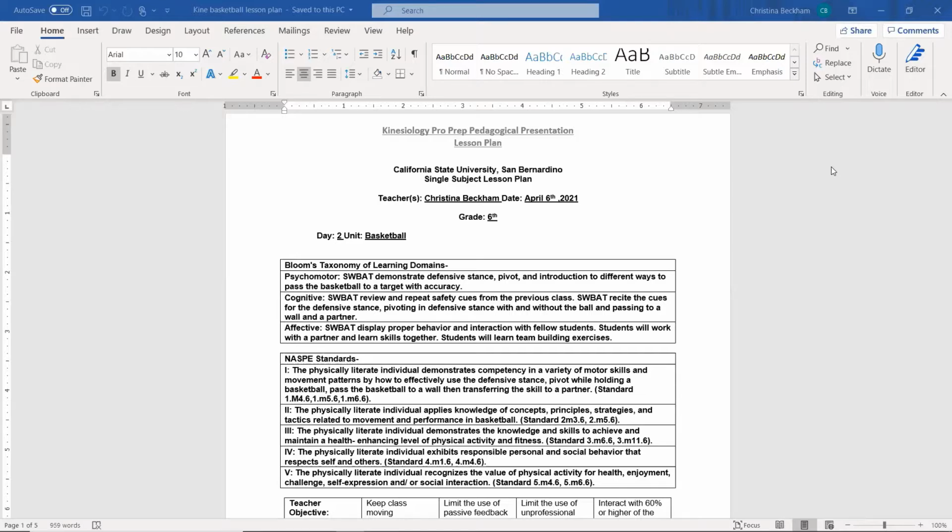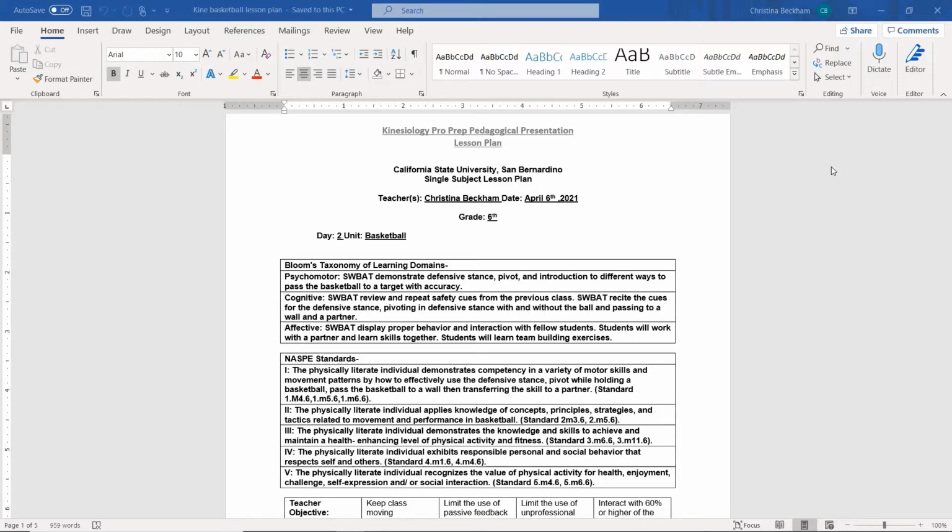Cognitive: the students will be able to review and repeat safety cues from the previous class. Students will be able to recite the cues for the defensive stance, pivoting in the defensive stance with and without a ball, and passing to a wall and to a partner.